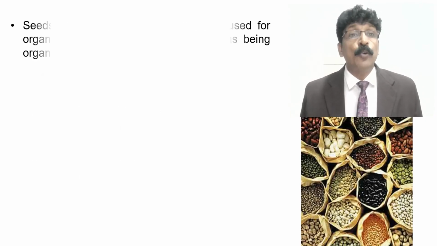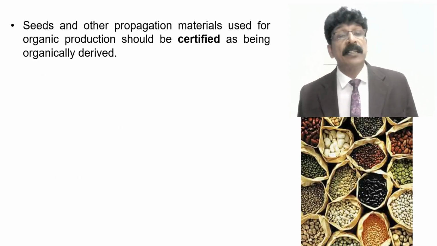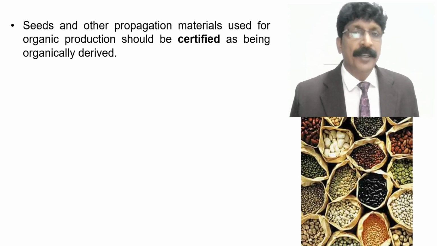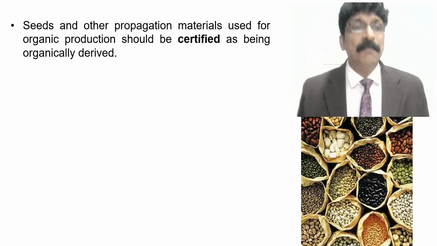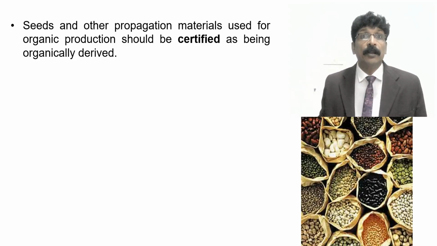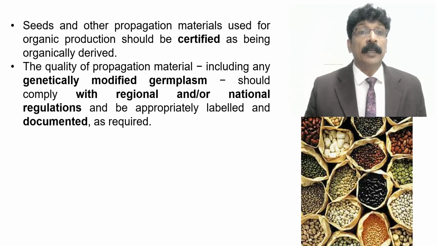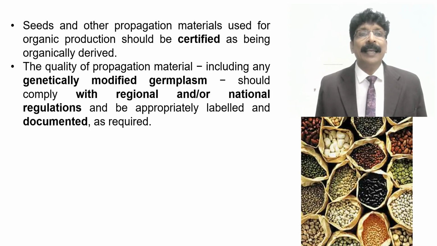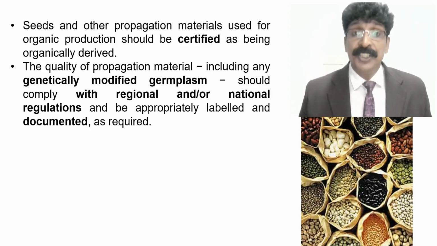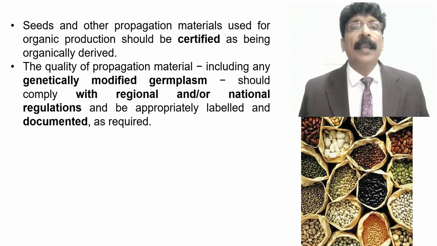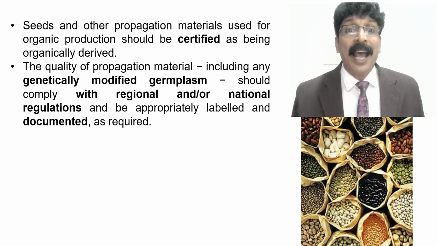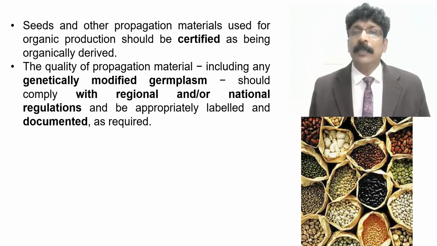Seeds and other propagation material used for organic production should be certified as being organically derived. The quality of propagation material, including any genetic modification, germplasm, should comply with regional and or national regulation and be appropriately labeled and documented as required.